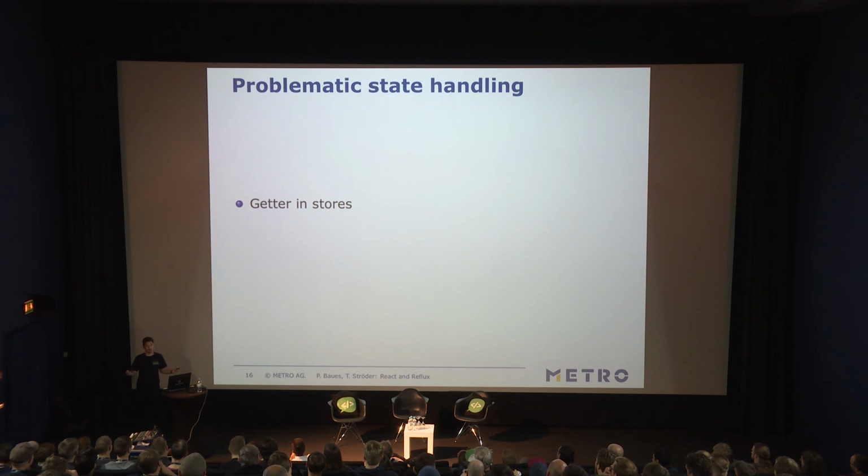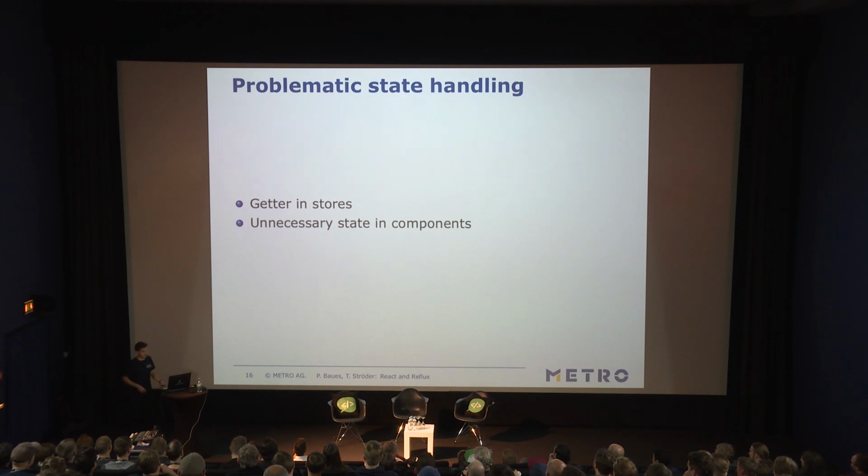functionality inside of stores. The problem is if we have a getter in a store, we just access it once, get the data out of the store, and the component doesn't know when the state changes. So it won't get any update back from the store, and no state change is communicated back to the component. So this is not really helpful.